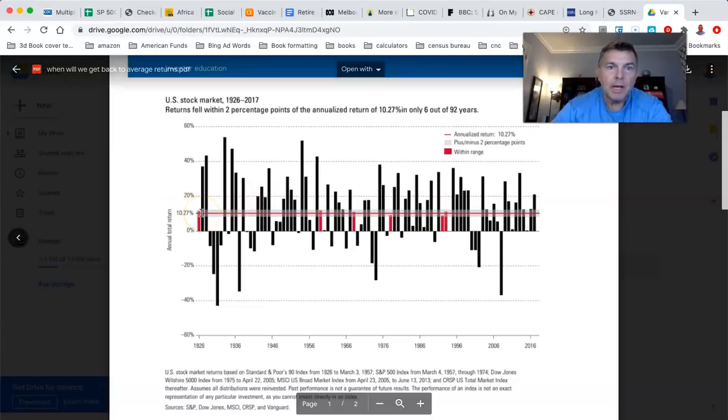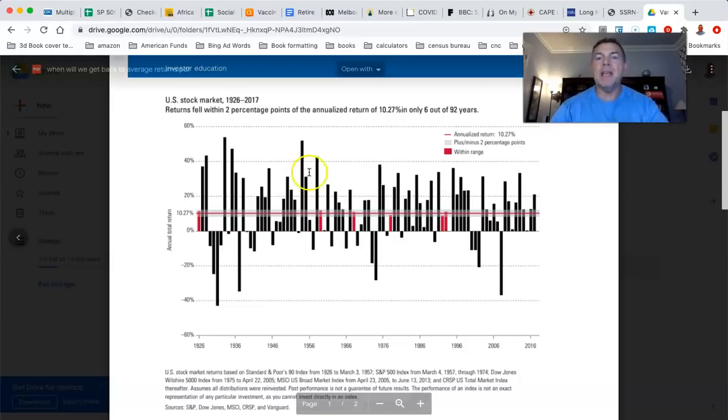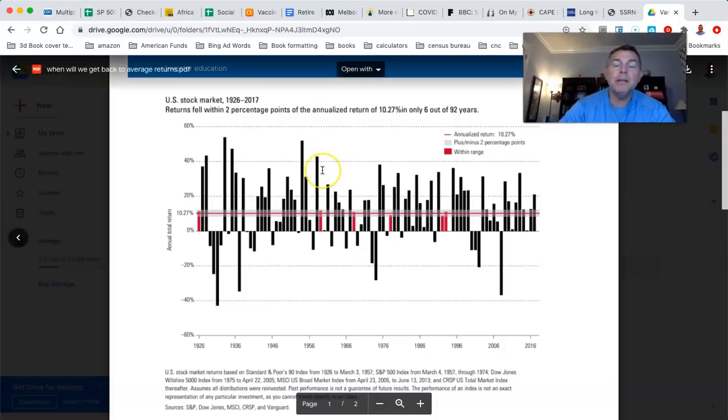Look at that. Returns fell only 6 out of 92 years within 12.27 or 8.27. That's it. It is all noise. You cannot make any prediction on an annual basis whatsoever. You can use earnings growth year over year plus dividend yield. That's fine. But look at this. The average rate of return is 10.27. Only 6 out of 92 times, so 6 divided by 92, only 6.5% of the time, did you get anywhere near between 8 and 12. Every other year is complete noise.